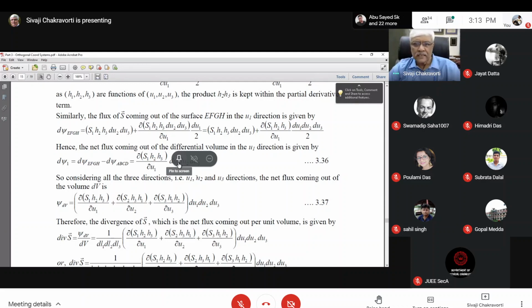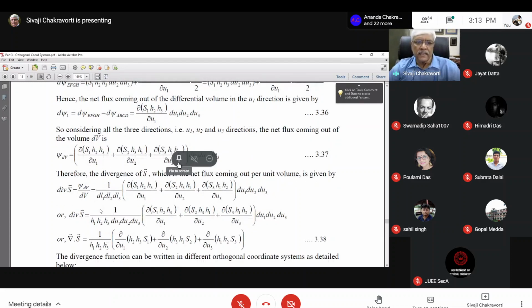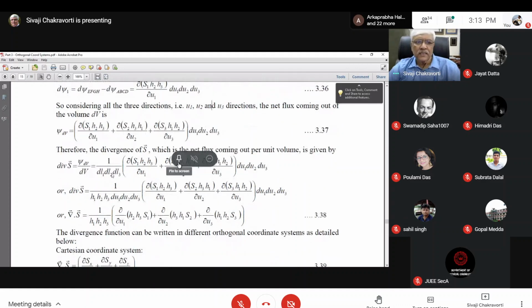So add this, you get equation 3.37. This is the net flux coming out of the volume. And what is divergence? We already said divergence is the net flux per unit volume. So divide it by the volume, that is dl1, dl2, dl3. Here, equation, this one. Then you expand dl1, dl2, dl3.